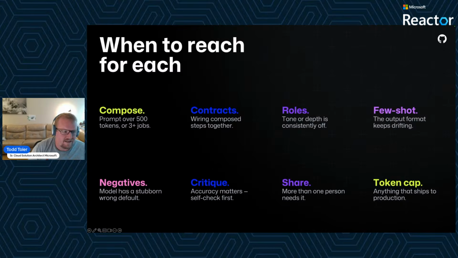Few-shot, contracts, some of the different building blocks: compose, share, negative, and critique. Critique is one that I've been using a lot more recently. Have it check itself. You can have it say, on a scale of 1 to 10, how good is this answer, right? Build that into your process.